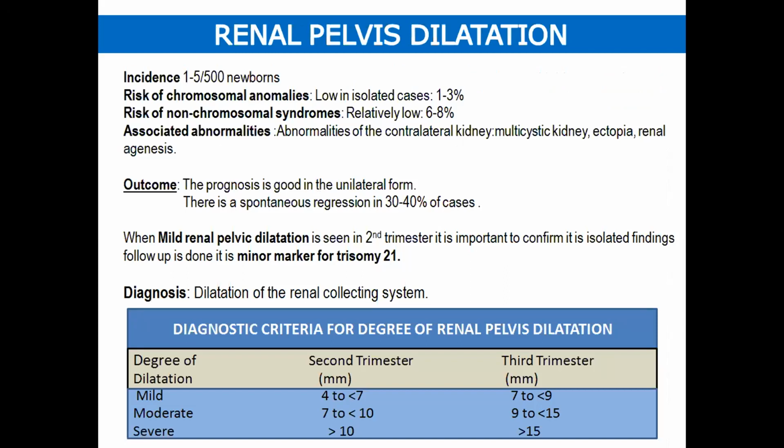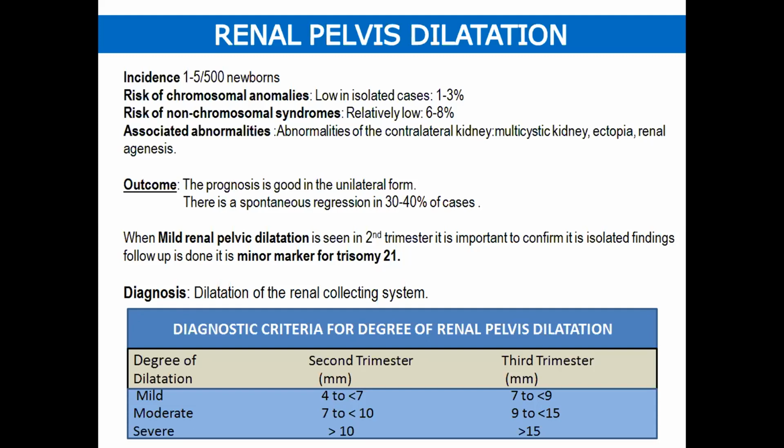Renal pelvic dilatation occurs in 1 to 5 in 500 newborns. It's very common, and the outcome is good in the unilateral form. There is spontaneous regression in 30 to 40% of cases. When mild renal pelvic dilatation is seen in the second trimester, it is important to follow it up and confirm, because sometimes it might progress, and it is one of the minor markers for trisomy 21. So we have to confirm whether this is an isolated finding or whether some other markers are also present.